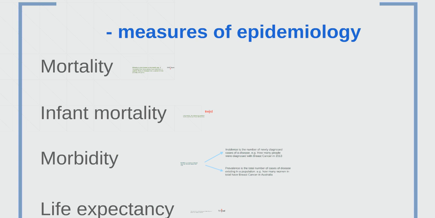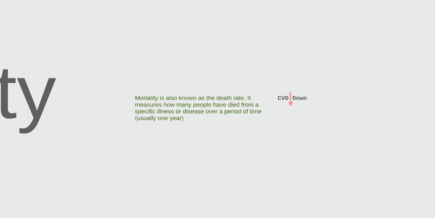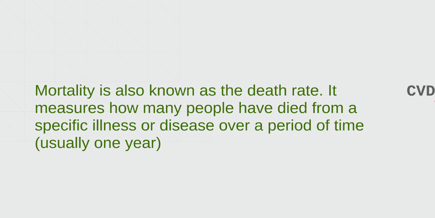Now, a second dash point is measures of epidemiology, and there are four key factors: mortality, infant mortality, morbidity, and life expectancy. And I'll have a quick look at each one of those right now. The first one, mortality, is known as the death rate. Pretty depressing, but it measures how many people have died from a specific illness or disease over a period of time.